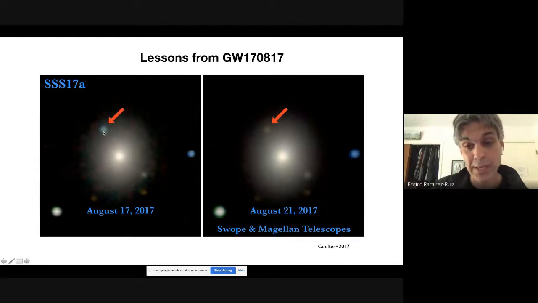But something that you can clearly see is that the object started out very blue and then turned very red, very similar to the predictions that we had. So the argument is that there was not a lot of opacity early on, and then the opacity built up as a function of time.